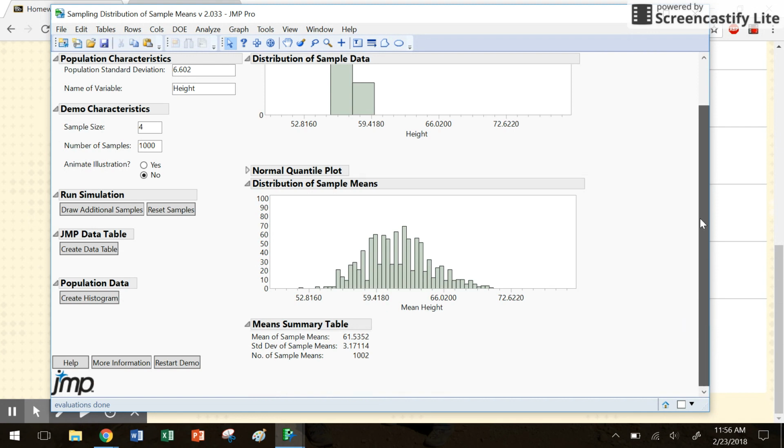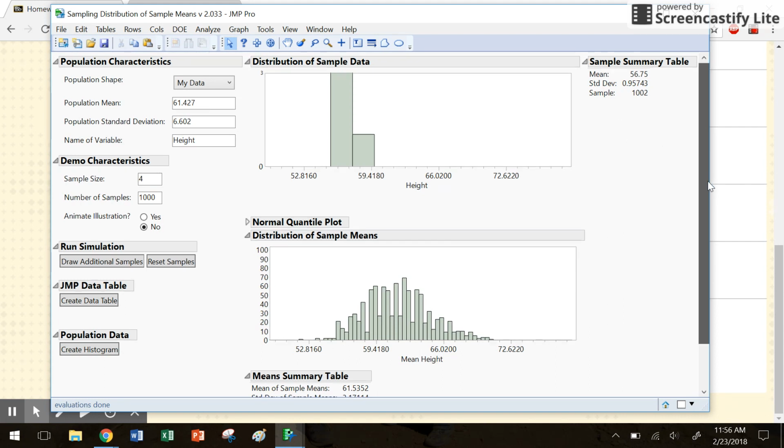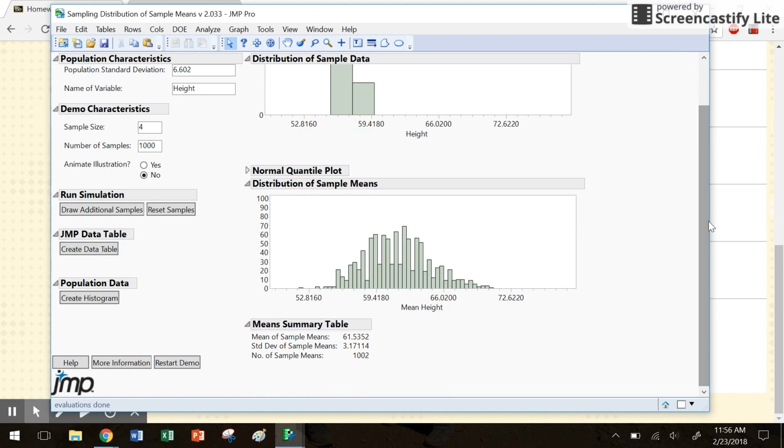Okay, so you can ignore the top for now because this one sample isn't anything special. It's just one of many that could be selected. But down below, we have compiled the results from 1,002, in this case, samples. So these are the sample means from all those different samples.